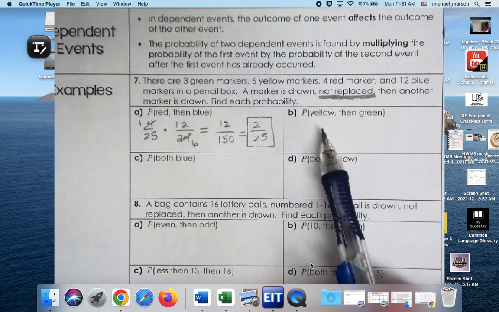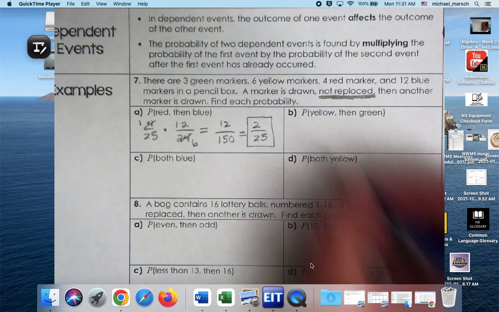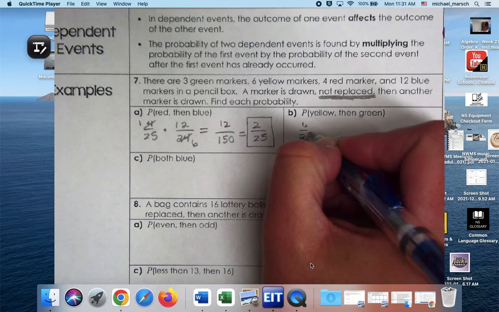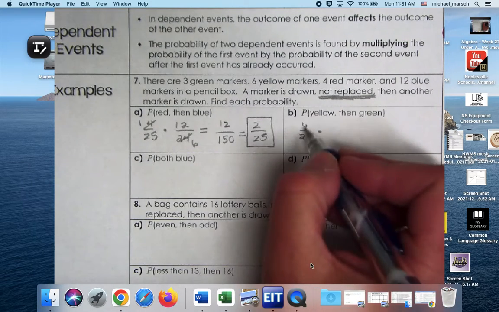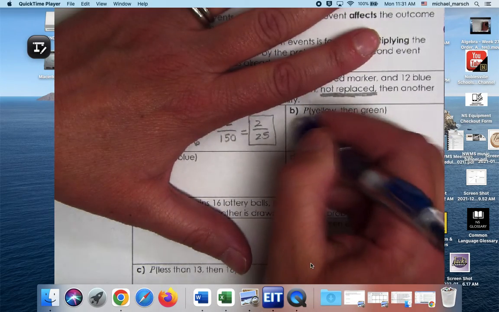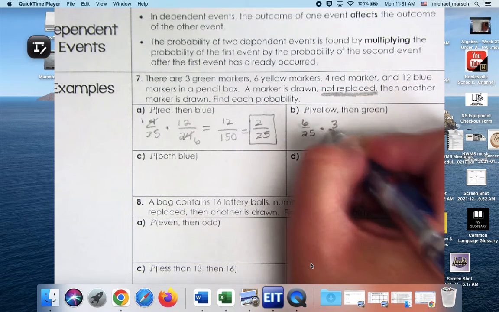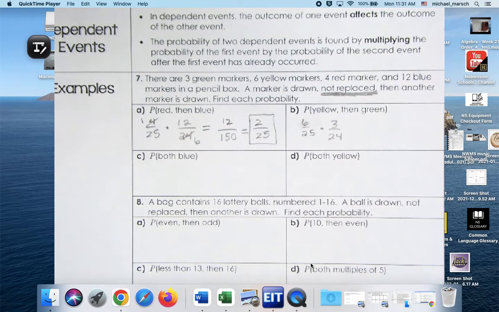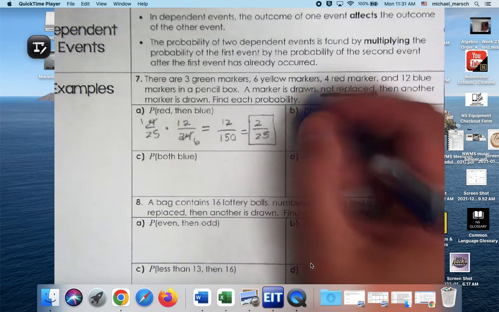Okay, how about what's the probability of choosing yellow then green? 6 out of 25. We restart. All the markers are back in the pencil box. So we have 6 out of 25 that are yellow, and then 3 out of the 24 left are green. I'm going to cross simplify here.